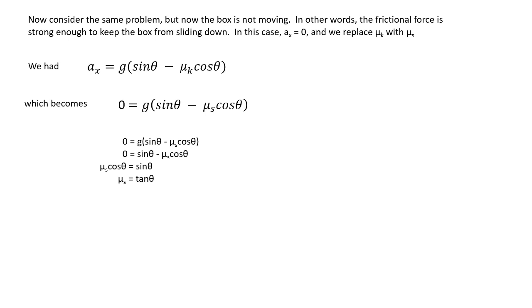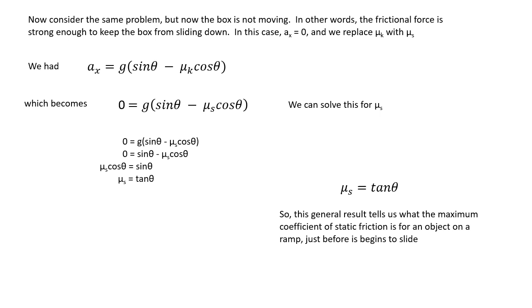I can do a whole bunch of math to solve this. Notice that the g is going to cancel out, and I get that the tangent of theta is equal to mu sub s. Make sure you understand the math I did there. Notice that sine of theta divided by cosine theta is just tangent of theta. So if I solve for mu sub s, I get the famous result that mu sub s is equal to the tangent of theta. This is the general result, which tells us the maximum coefficient of static friction for an object on a ramp just before it's beginning to slide.